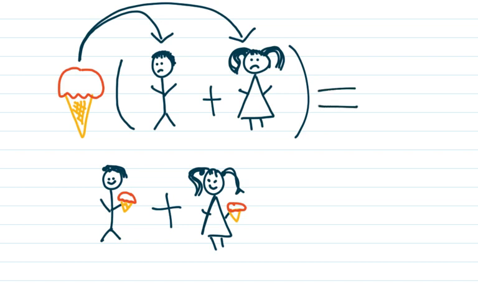The ice cream cone is going to the boy. The ice cream cone is going to the girl. And so both the boy and the girl now have an ice cream cone. Okay, so that cone on the outside was distributed to the boy and to the girl. It was delivered to the boy and it was delivered to the girl. That is what the distributive property does.